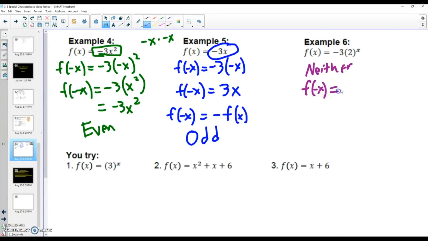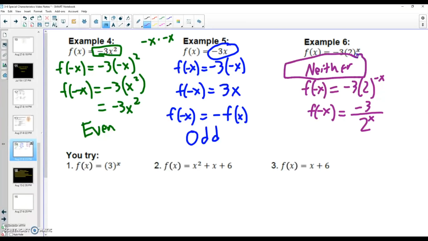f of negative x would be equal to negative 3 times 2 raised to the negative x power. Remember our exponent rules, that anytime we have a negative exponent, it's going to flip that number to the bottom and the exponent will become positive. So this would be negative 3 over 2 to the x. That is not the opposite of f of x, and it is not our original f of x. So we have confirmed our answer of neither.